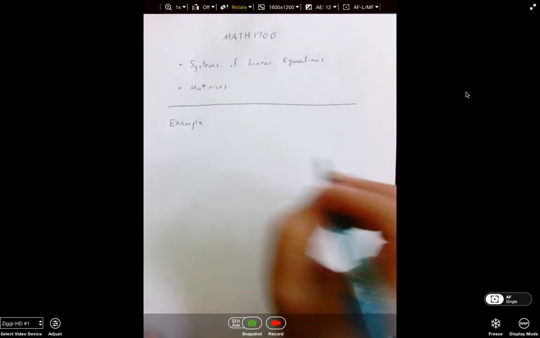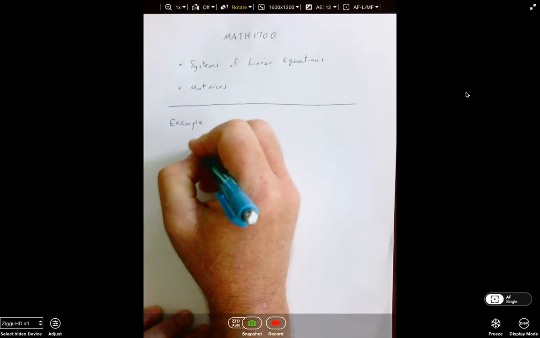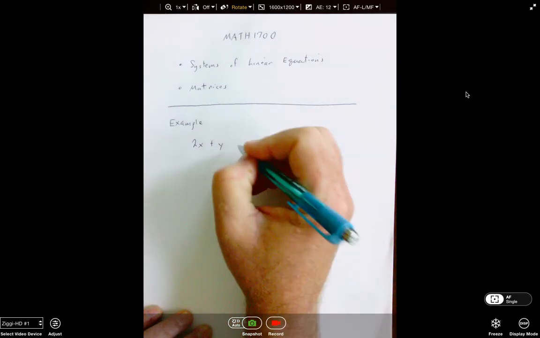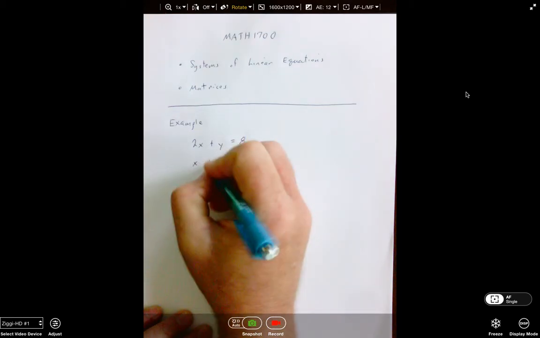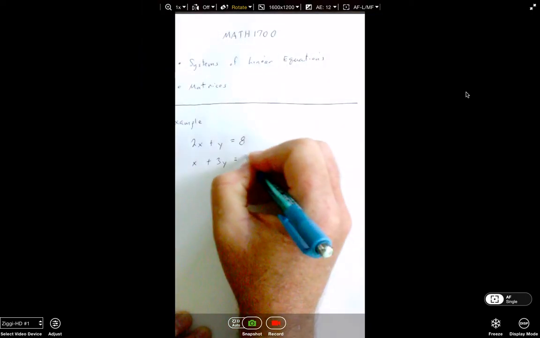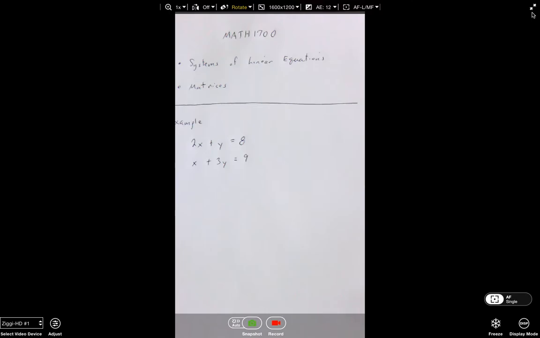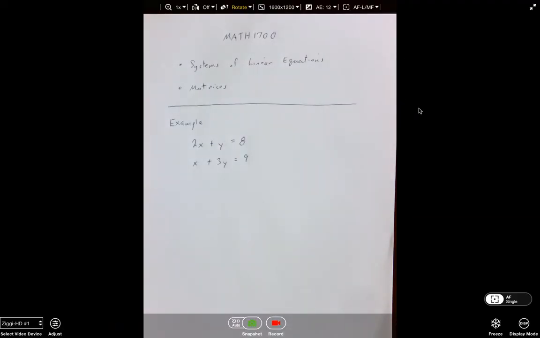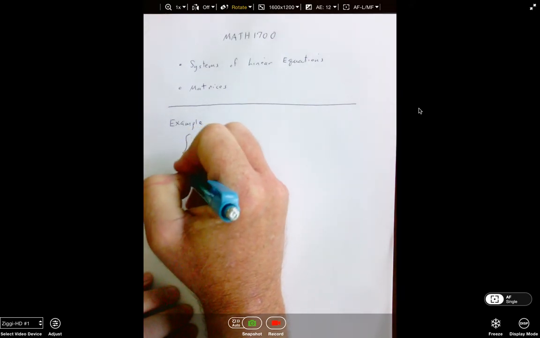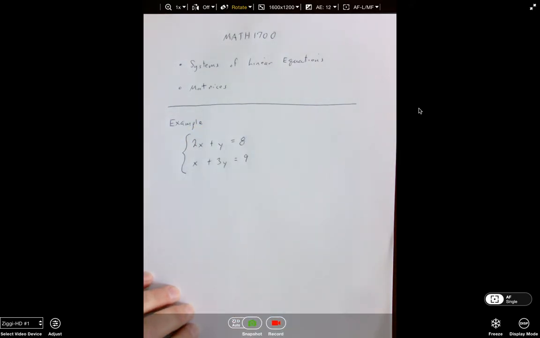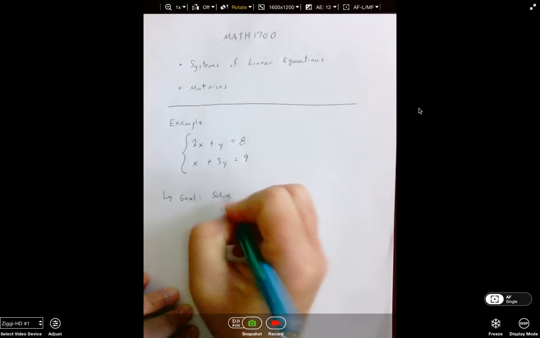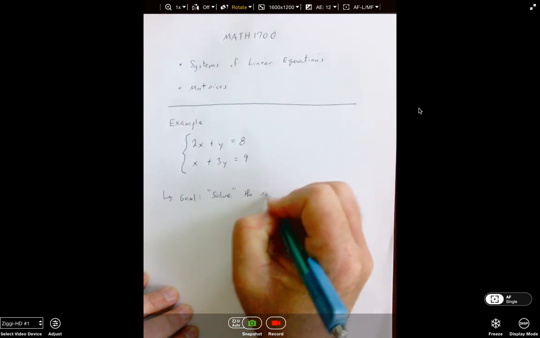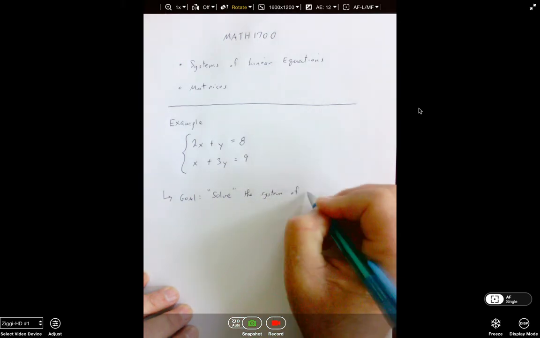Let's say probably somewhere in the past, you have seen something like a problem like this. Let me do something that will have a nice, neat answer. Okay, and there we go. That thing collapsed on me again. I don't know why that happens. And typically we look at these things and they have a bracket in front of them. And the goal here is to solve the system of equations.